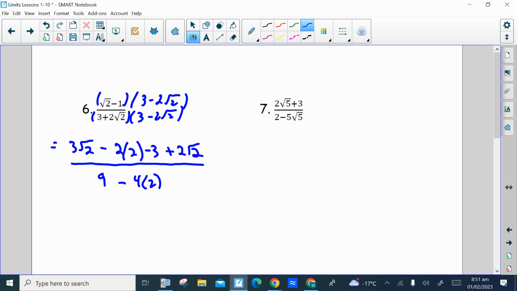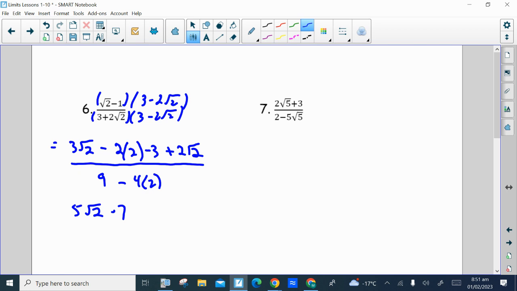So all we have left to do is simplify the top. And we've got some like terms here. The 3 root 2, the plus 2 root 2, those are like terms. They are both multiples of root 2, so we can combine them. If you have 3 of something and you add 2 more, that gives you 5 of those things, 5 root 2s. Notice the radical doesn't change. They're like terms. You're adding them together. So your final expression involves just more root 2s. And then you have negative 2 times 2, which is negative 4. Take away 3 is negative 7 over 9 minus 8, which is 1. So there's your final simplified answer.